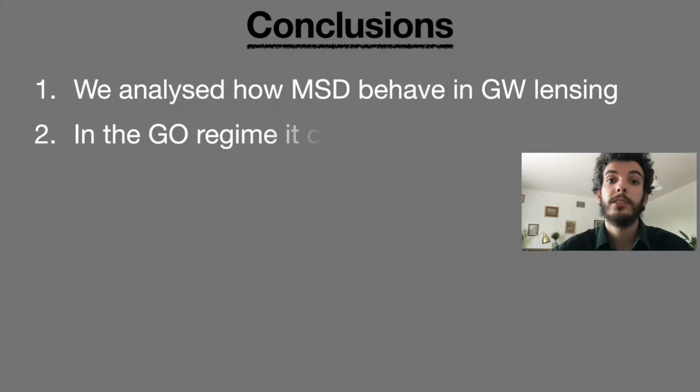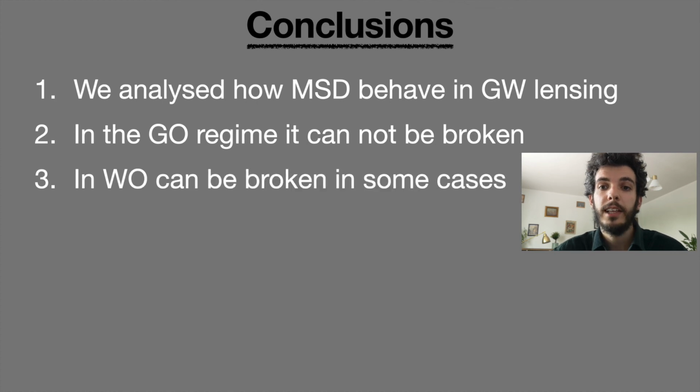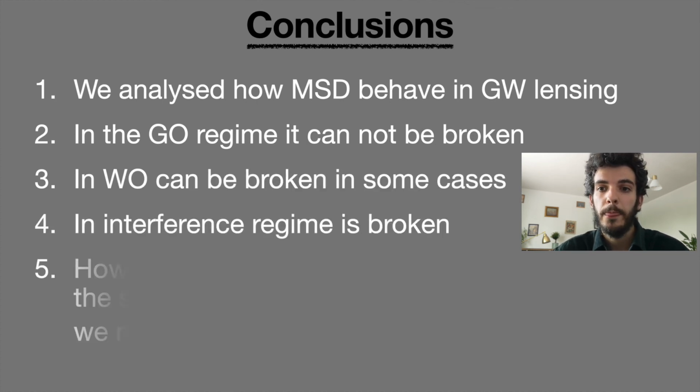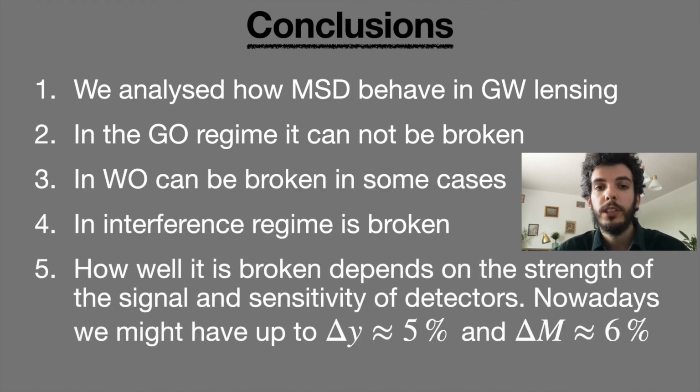So, to conclude, in this work, I showed how the mass shift degeneracy affects the lensing of gravitational waves. We saw the difference between the optical regimes, and finally I showed when and how well the mass shift degeneracy can be broken and what it means.